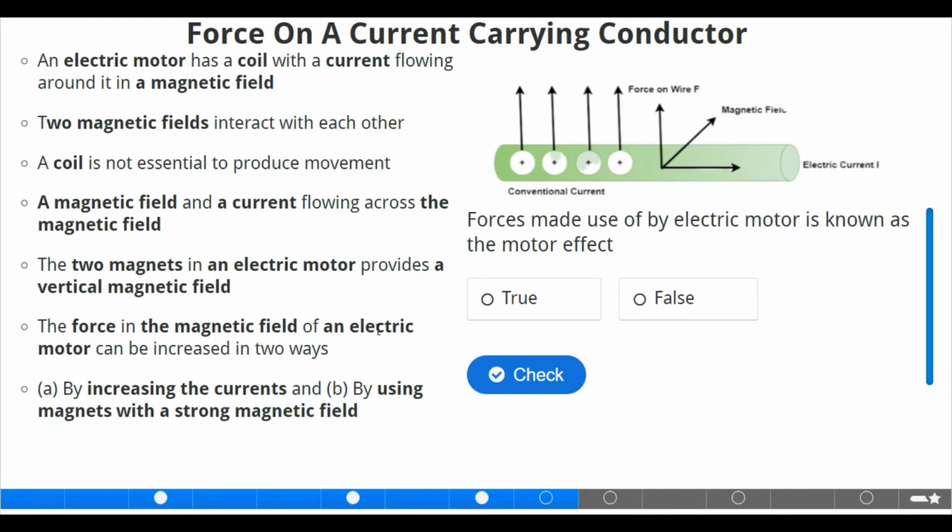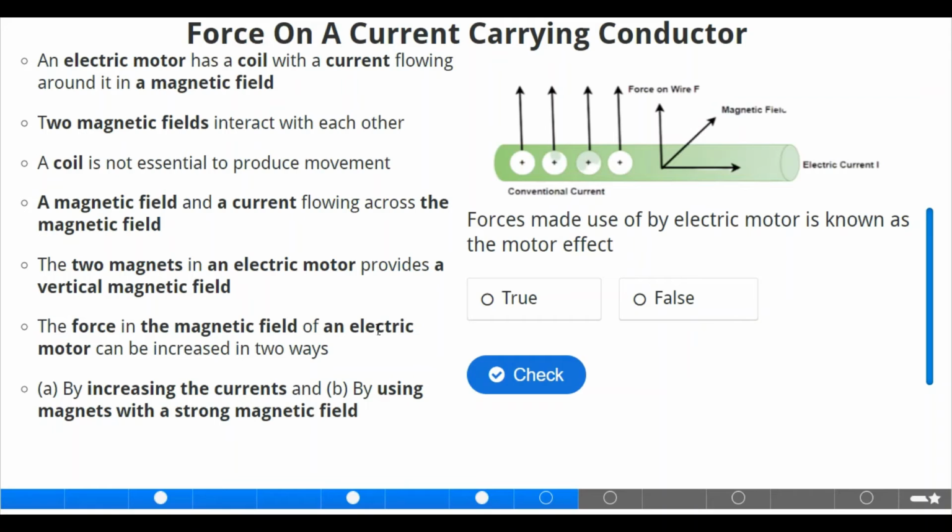The force in the magnetic field of an electric motor can be increased in two ways. A, by increasing the current, and B, by using magnets with a strong magnetic field.